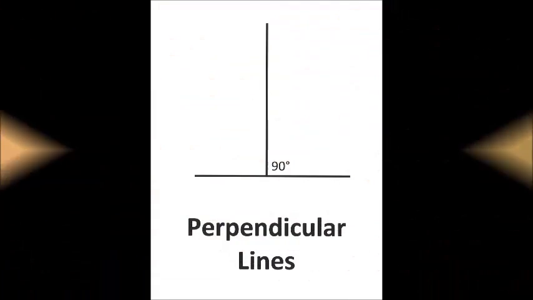Perpendicular lines. Perpendicular lines are lines that are at right angles. A right angle is a 90-degree angle. So they're at right angles with each other. As you can see, sometimes it has the 90 degrees. Other times it'll have a little square indicating that it is a 90-degree angle. But both of those indications would indicate that it is a perpendicular line.